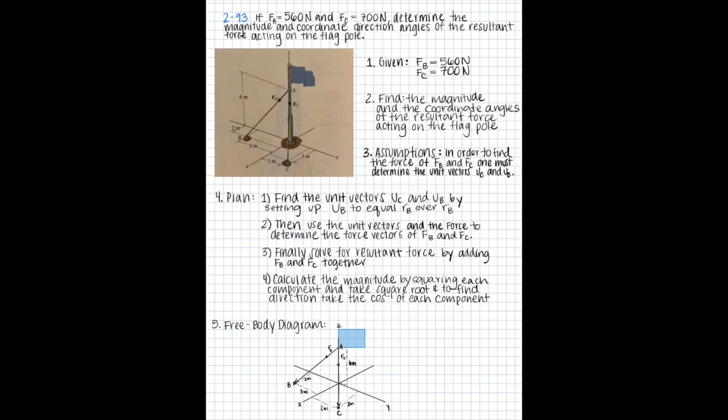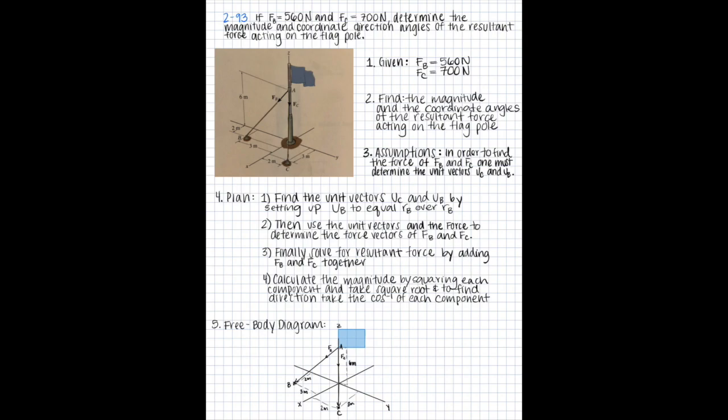Afterwards, we can examine our picture and see that the height of the flagpole equals 6 meters. In addition, we also see that point B is negative y direction 3 and positive x direction 2 meters. And for point C, it is positive y direction 2 and positive x direction 3. So the second step would be to figure out what we are going to find, and in this case it would be the magnitude and the coordinate angles of the resultant force acting on the flagpole.